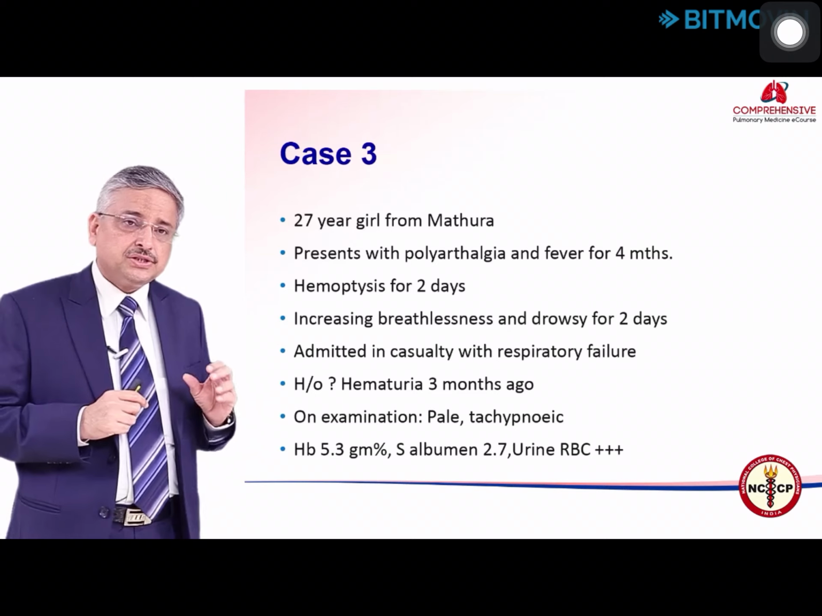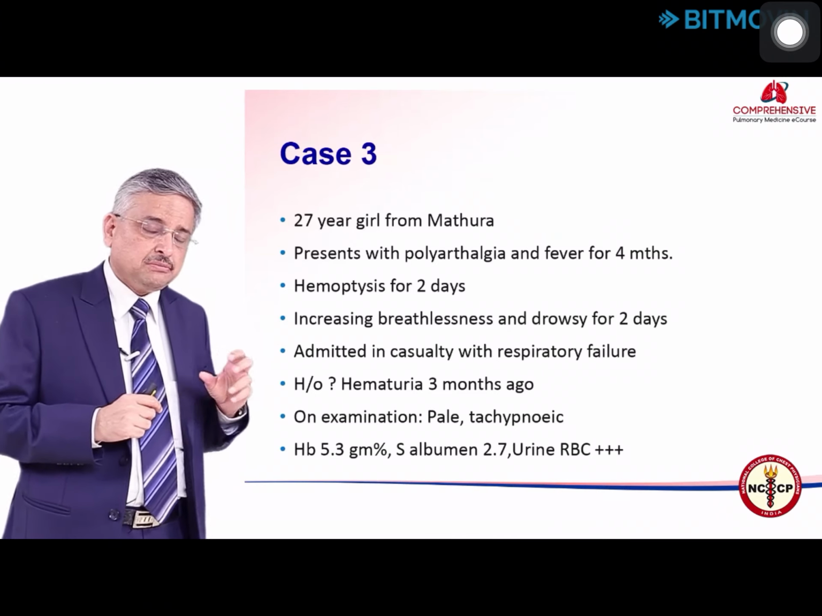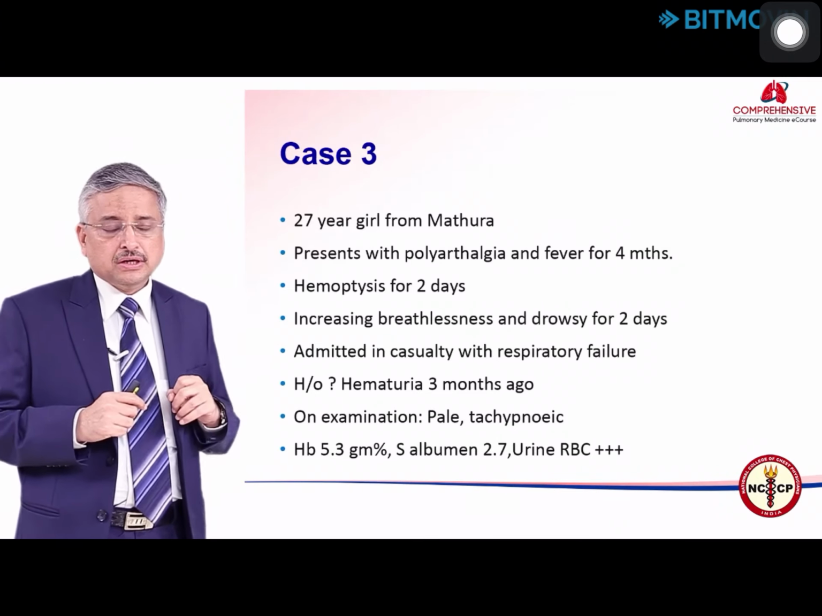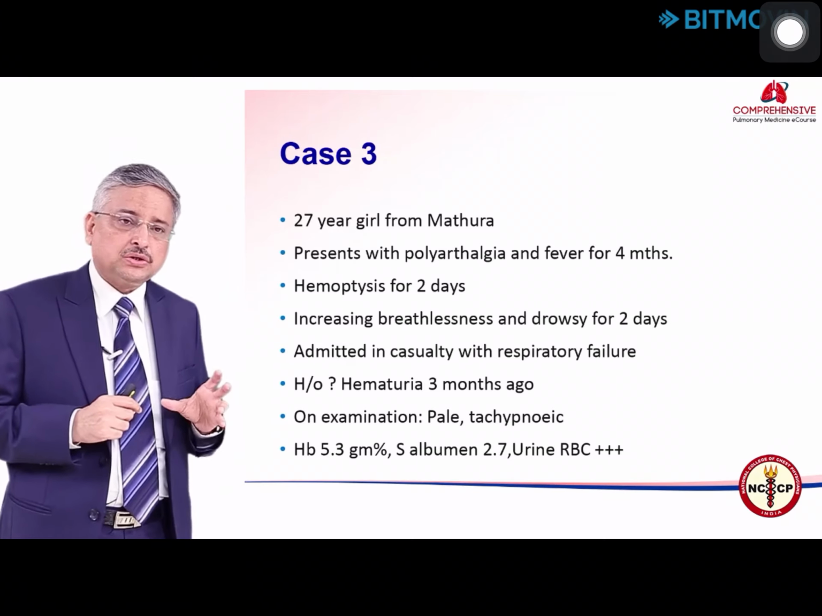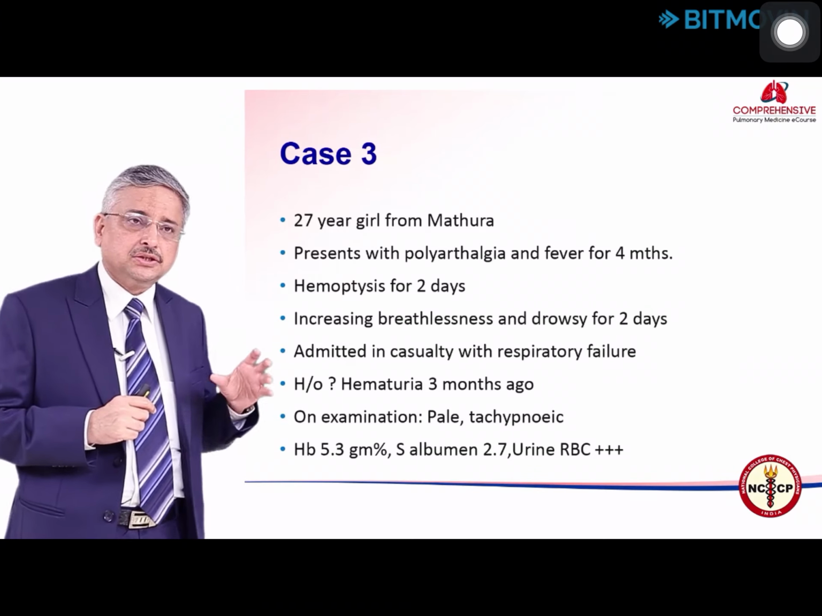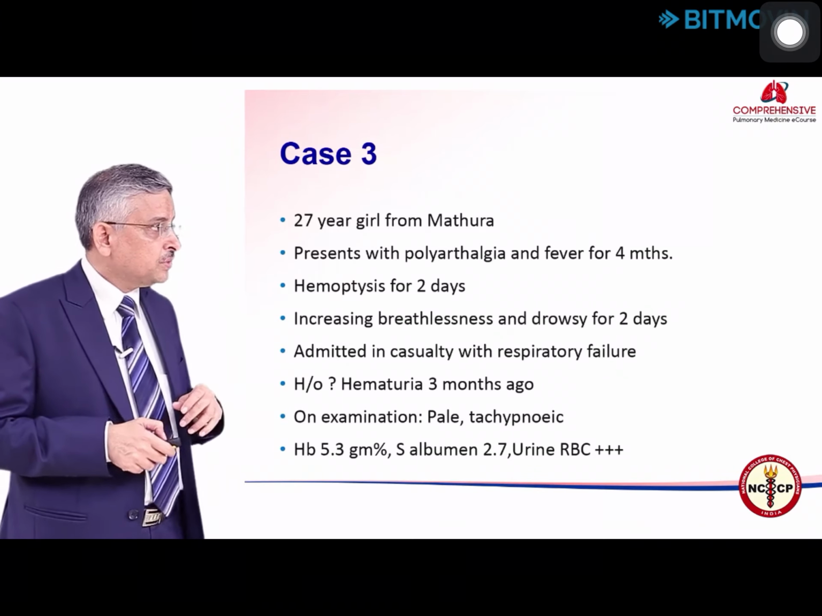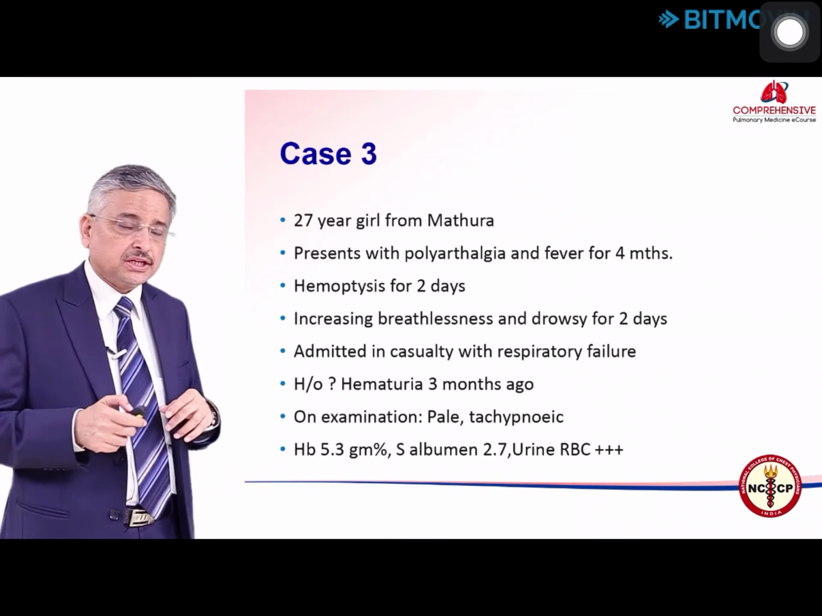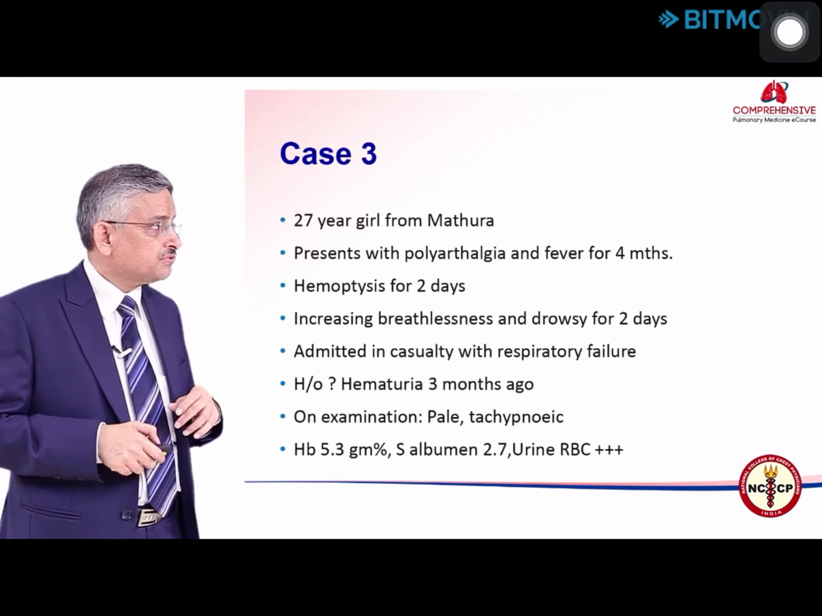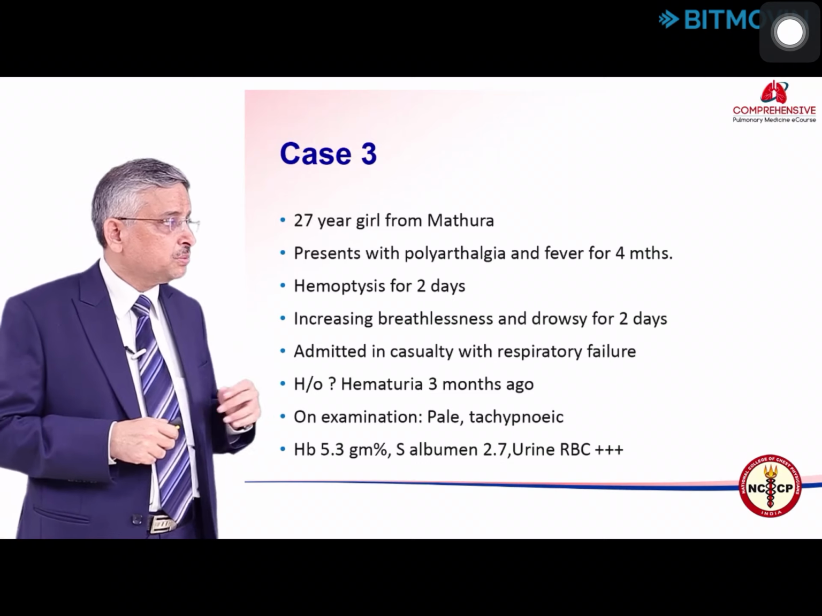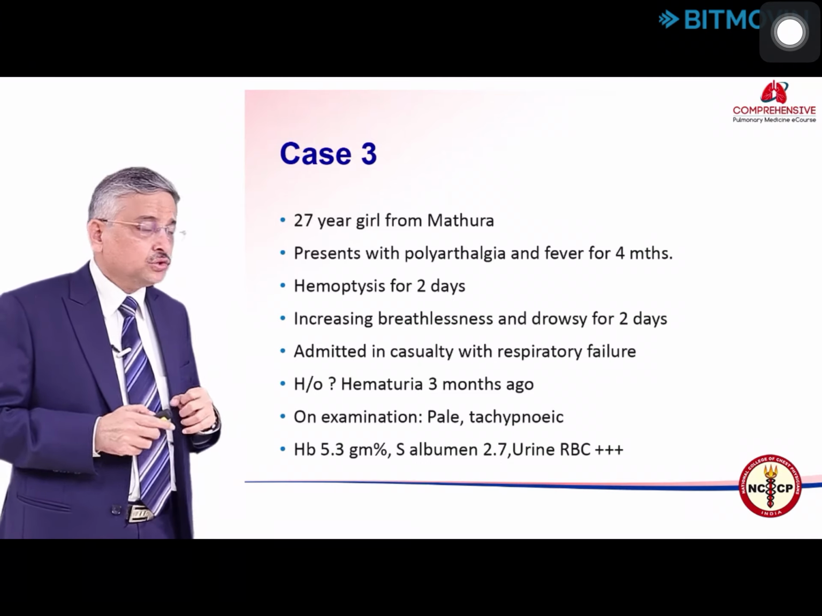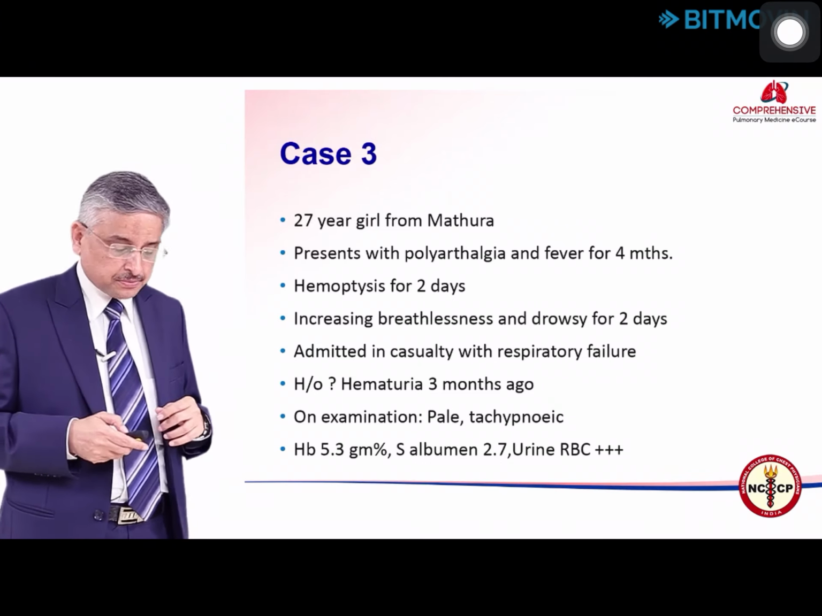As a matter of fact, she had told her GP in Mathura that she had some degree of blood in the urine, but he had thought that this was related to her menstrual cycles and did not give it much importance. When she came to us, she was pale, she was tachypneic, her hemoglobin was only 5.3, her serum albumin was 2.7, urine RBCs were 3+.